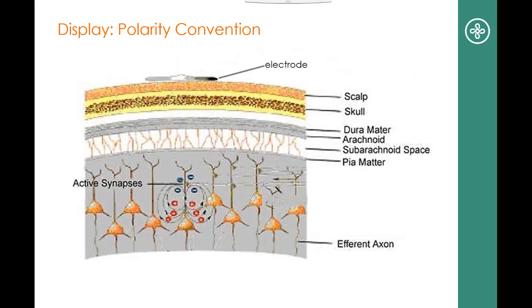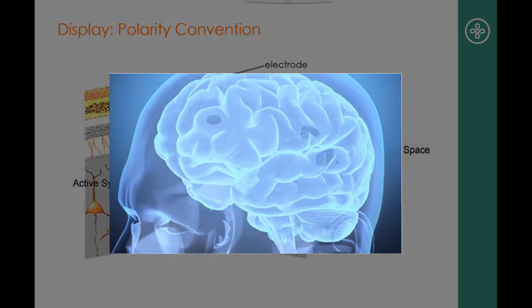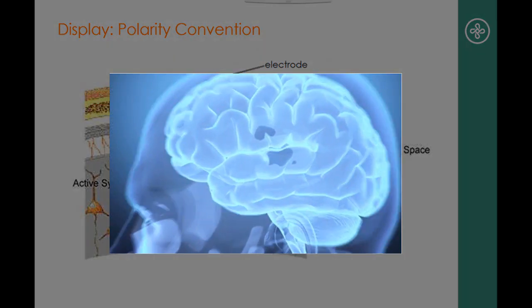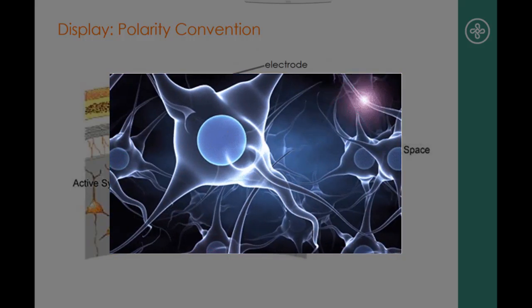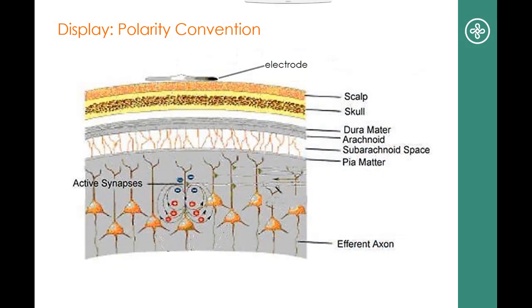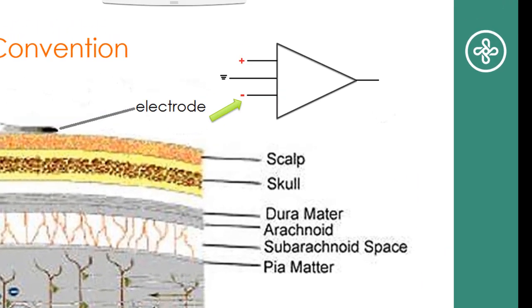Taking SSEPs, for example, when we stimulate sensory neurons in the body and that signal is received in the cortex, a small area of cortical neurons experiences postsynaptic potentials. So we can record this with precision with one electrode. And by convention, our active electrode is plugged into the negative input of the amplifier. Let's call it -3 microvolts.